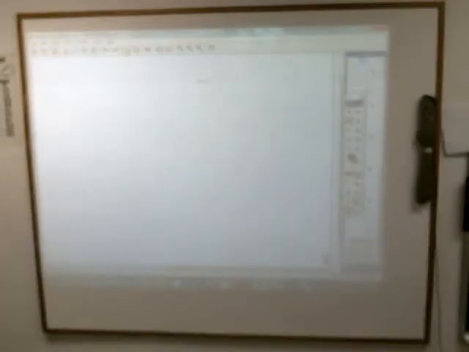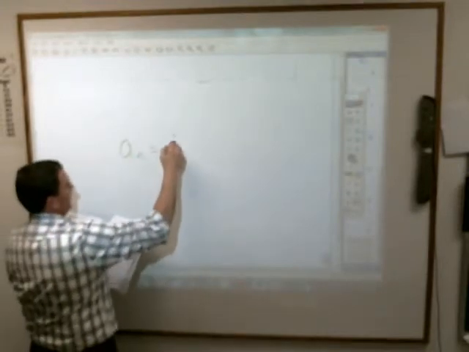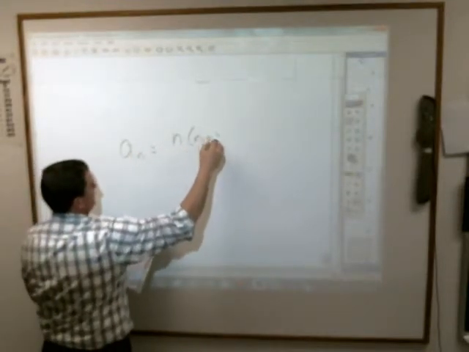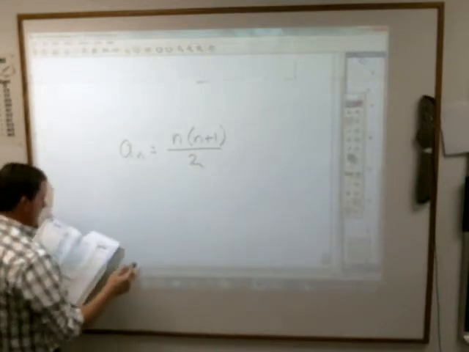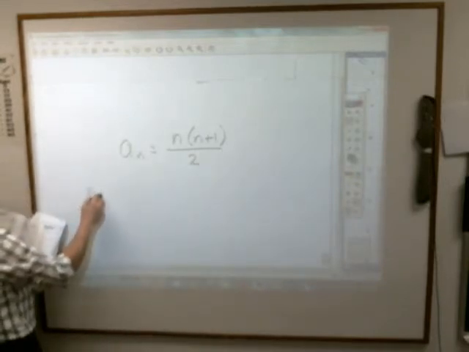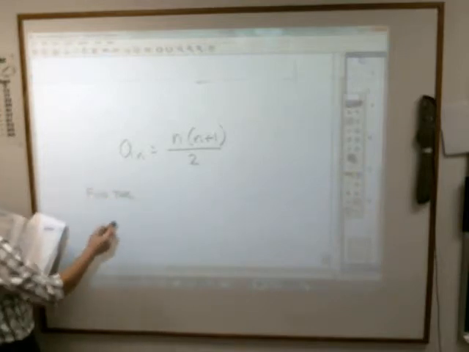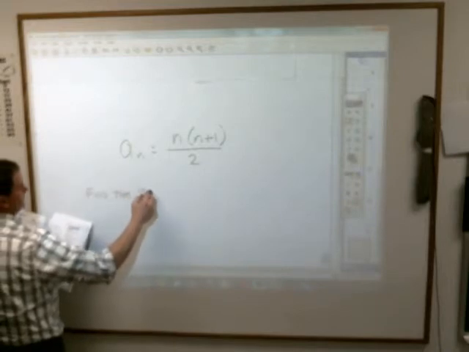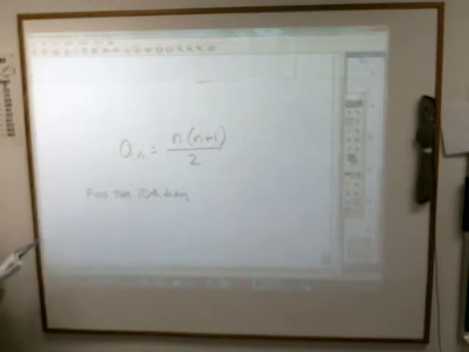Here is your sequence. a sub n equals n times n plus 1, all over 2. Find the 10th term. I'll give you a second, give you a chance to do that. Find the 10th term in that sequence.